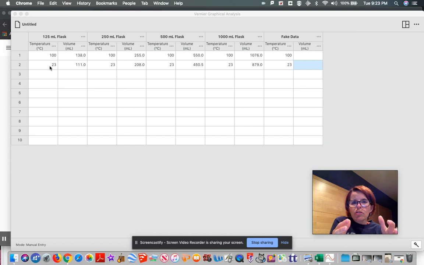They were moving more slowly. They exerted less pressure. And so the gas condensed and we had a smaller volume. So now the volume was down to 111 milliliters in that first flask. Let's do it again. I'll just say it again.